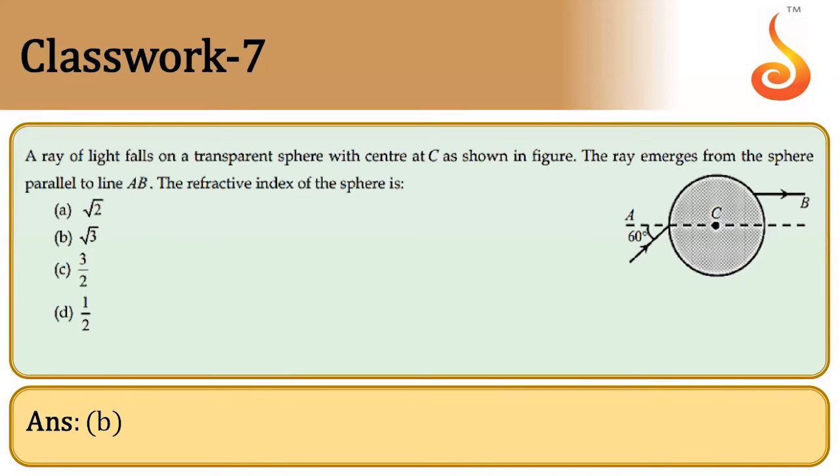Next question. A ray of light falls on a transparent sphere with center at C, as shown to you in the diagram. The ray emerges from the sphere parallel to the line AB. The refractive index of the sphere is equal to how much?